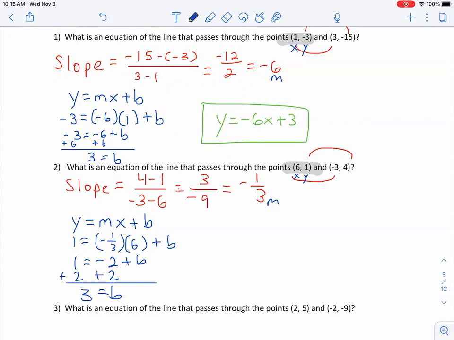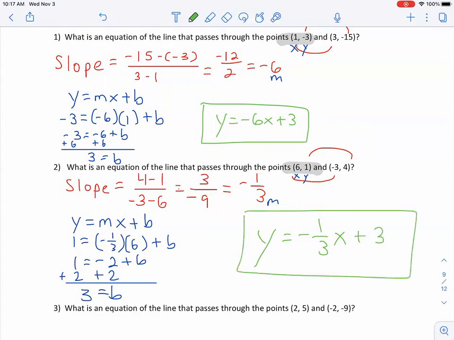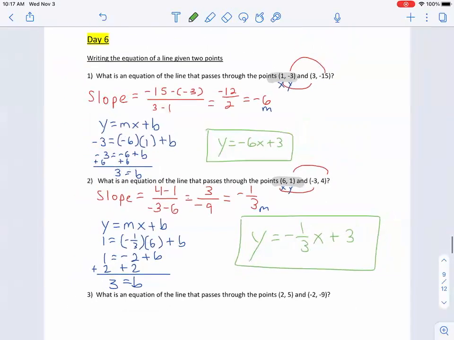Yeah, that's it, but we got to write our answer. So let's write our answer. I'll do that in green. So we get y equals -1/3, because our slope was -1/3 x, and plus 3, because our b value was 3. All right, so using those two as a model, how about if you guys try number 3, and then we'll go over that in just a second.